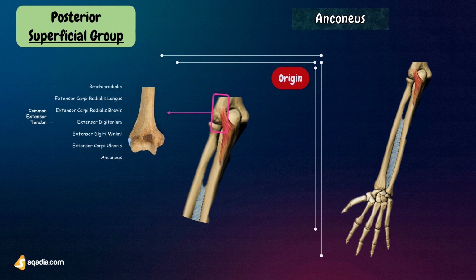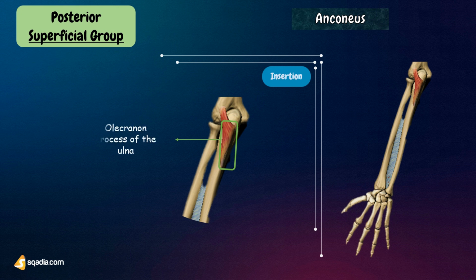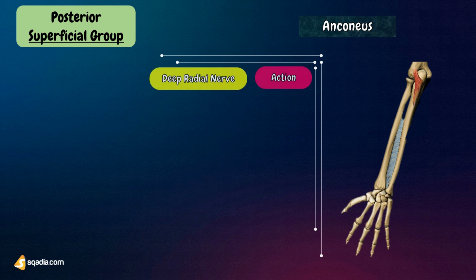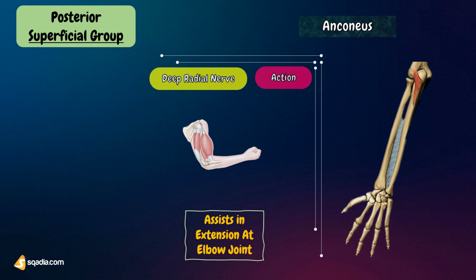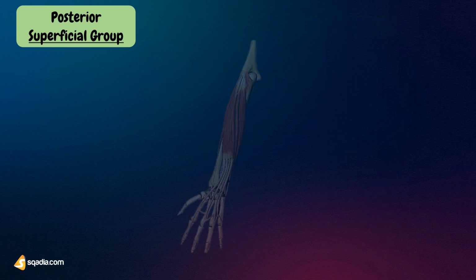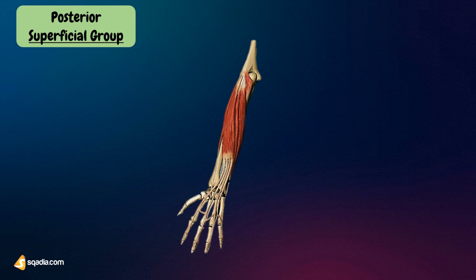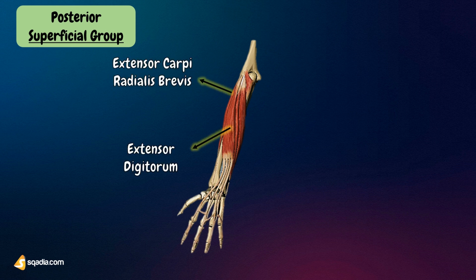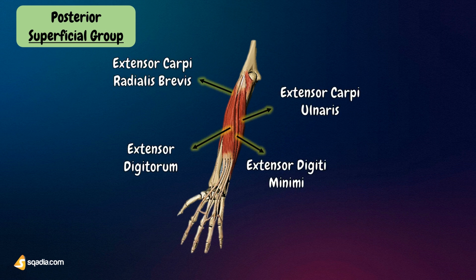It originates from the lateral epicondyle of the humerus and is inserted into the olecranon process of the ulna. Supplied by the radial nerve, the action of the muscle is that it assists the triceps of the arm to extend the elbow joint. Those were the superficial muscles of the posterior compartment of the forearm.